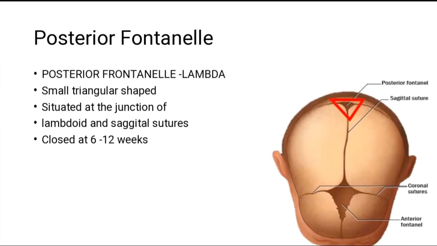The posterior fontanel is also called lambda. It is small, triangular shaped. It is situated at the junction of lambdoid and sagittal sutures. It is closed at 6 to 12 weeks of birth.